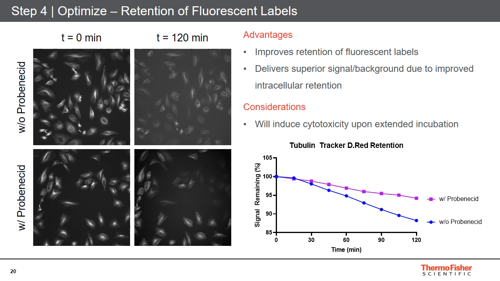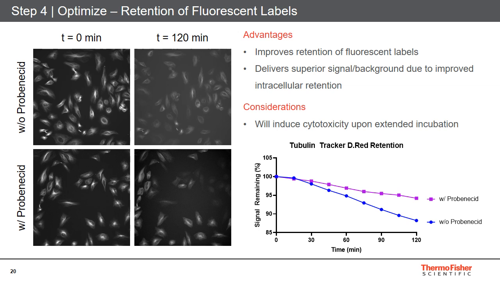So that's what we can essentially see here, is that the retention of these labels will start to suffer after a couple of hours. And so this is again another example of tubulin tracker, and this one is just looking at tubulin tracker Deep Red. And if we use an efflux pump inhibitor called probenecid, what we see is that we can actually greatly improve the retention of these small molecules over longer periods of time by enabling them to stay retained inside the cells by blocking those efflux pumps.